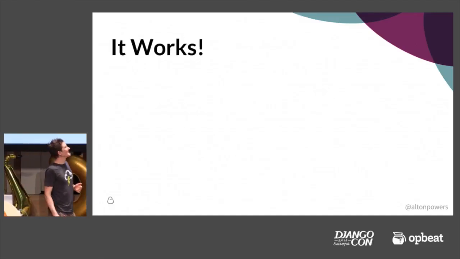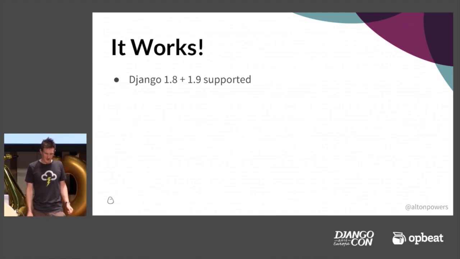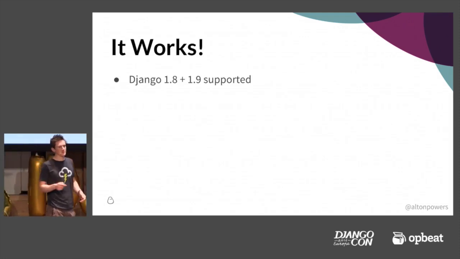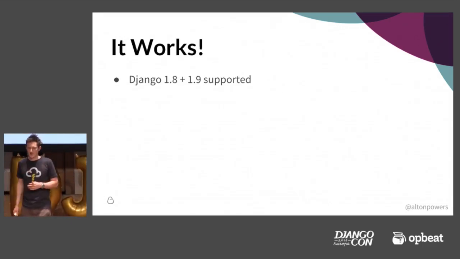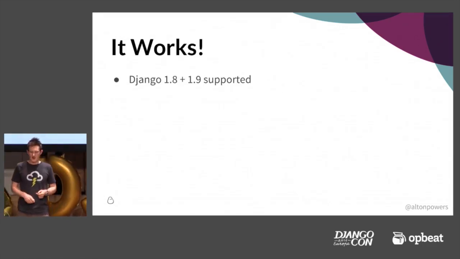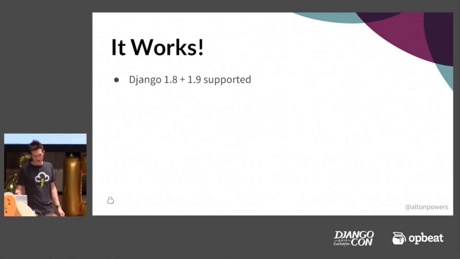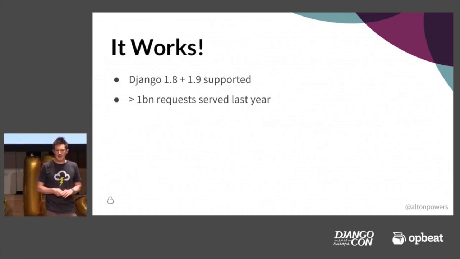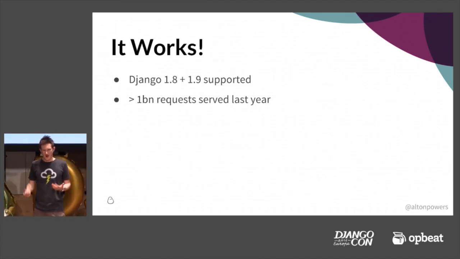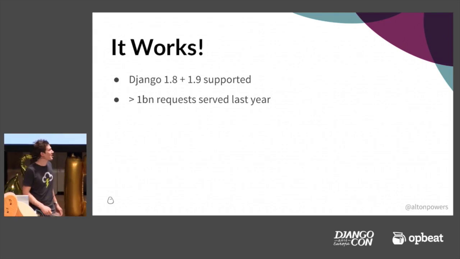So it works. This is working in Django 1.8 and Django 1.9. You might have heard of a previous project called Django non-rel that was like a fork of Django that tried to do some of this stuff. But this is working on vanilla Django, and the latest versions are fully supported. And not only does it work in theory, but we've actually tested this in production, and I couldn't really estimate how many requests we've served, but I reckon we've served at least 1 billion requests last year using this. So it works pretty well.